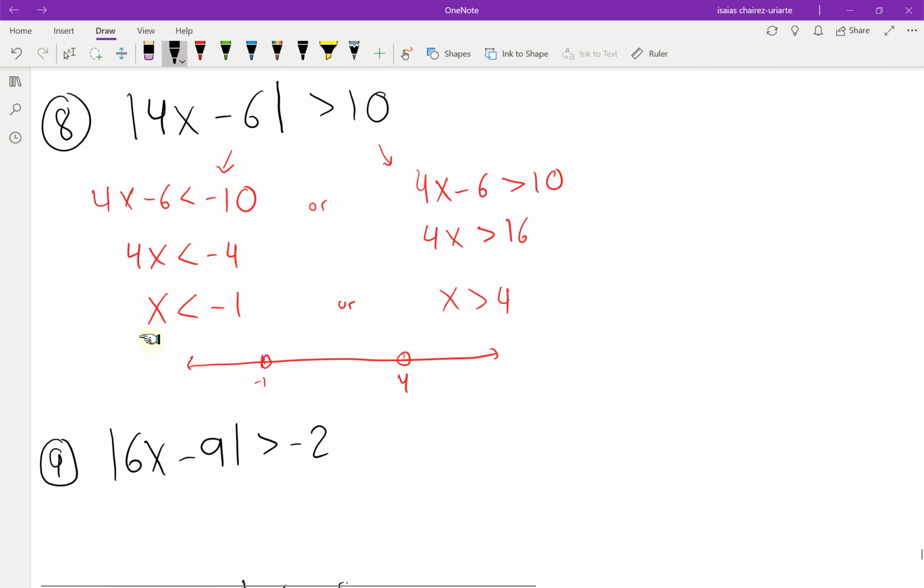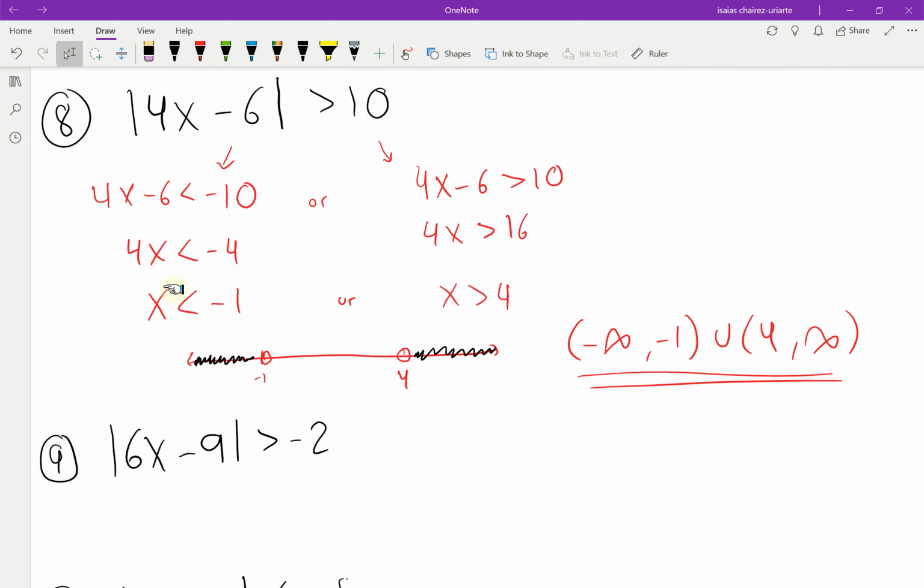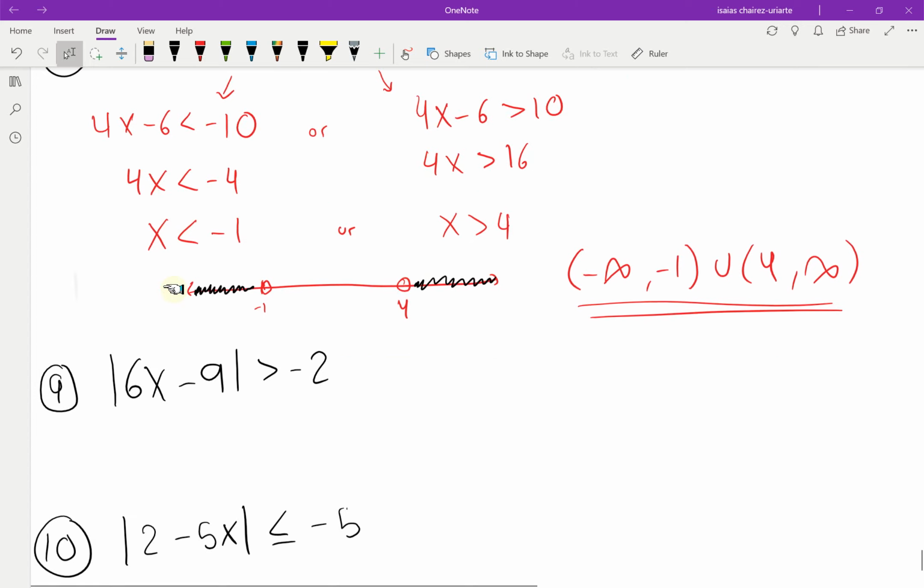And the things that are less than -1, well, that's these things right here. And the things that are bigger than 4, well, it's all of this stuff over here. So then in interval notation, that looks like this. -infinity to -1 union 4 to +infinity. Yeah? And that's my answer. Okay, so hopefully you agree with that. Next example.